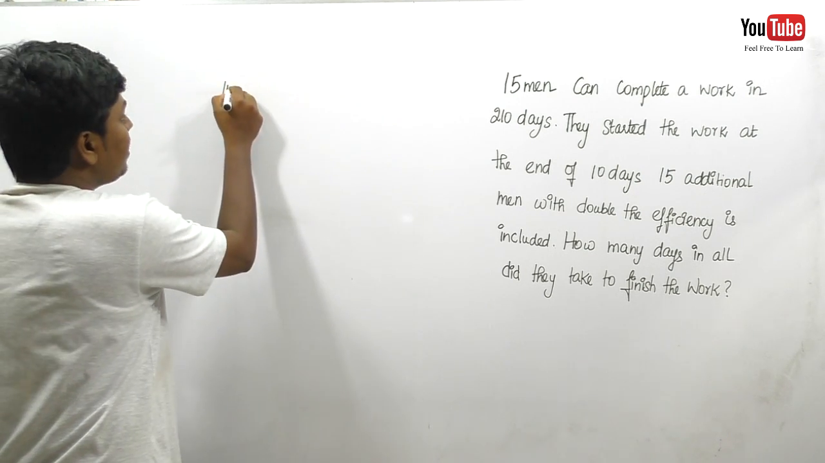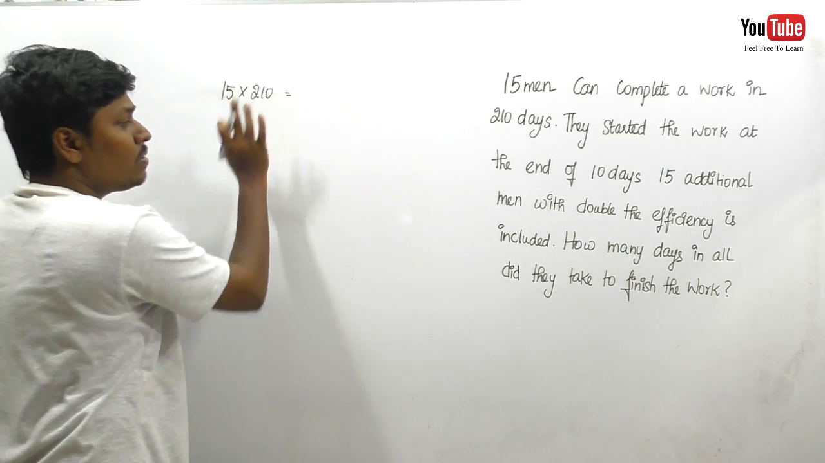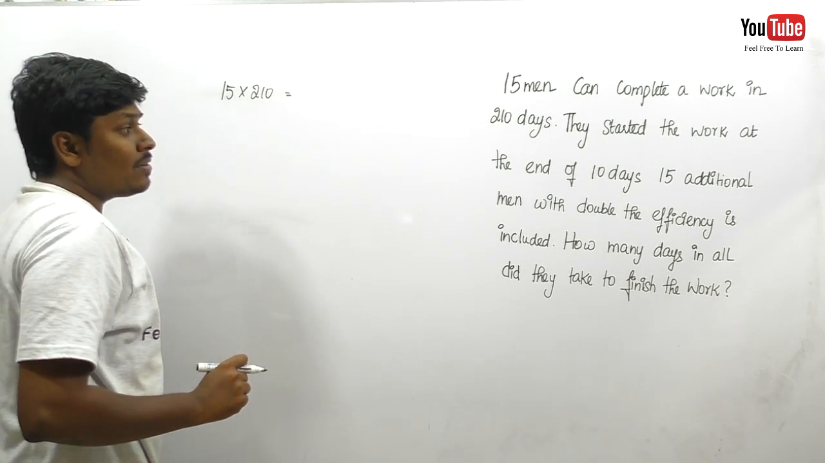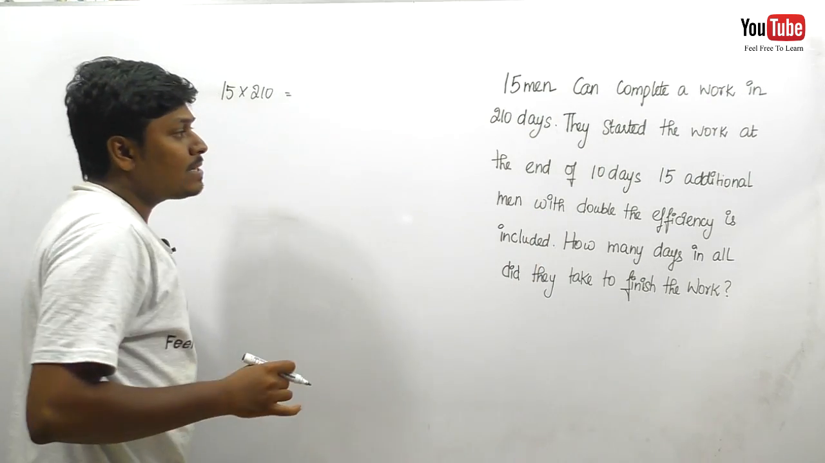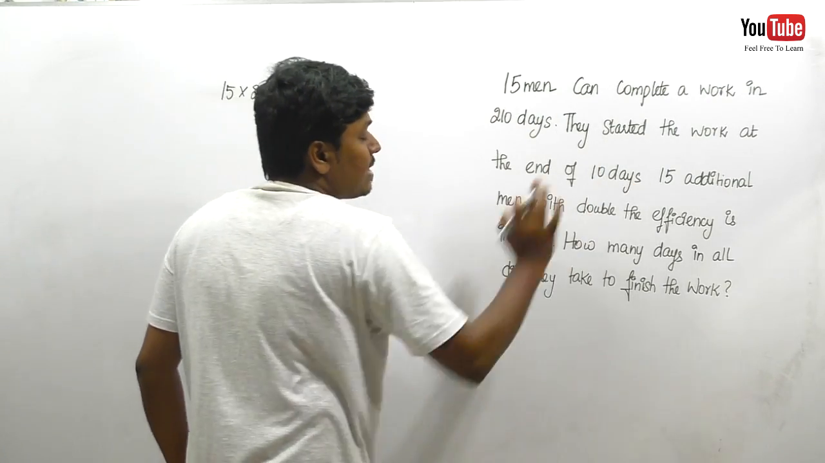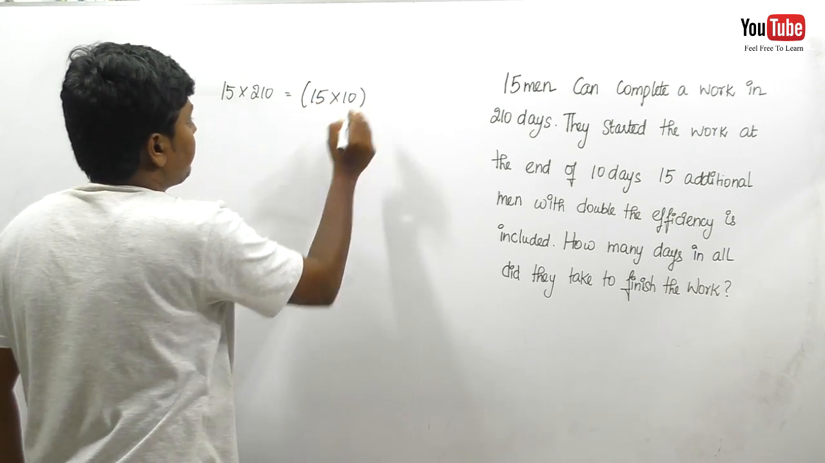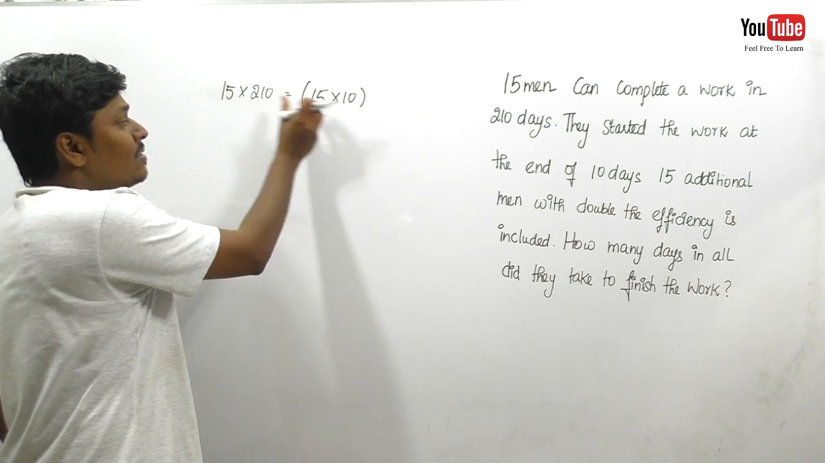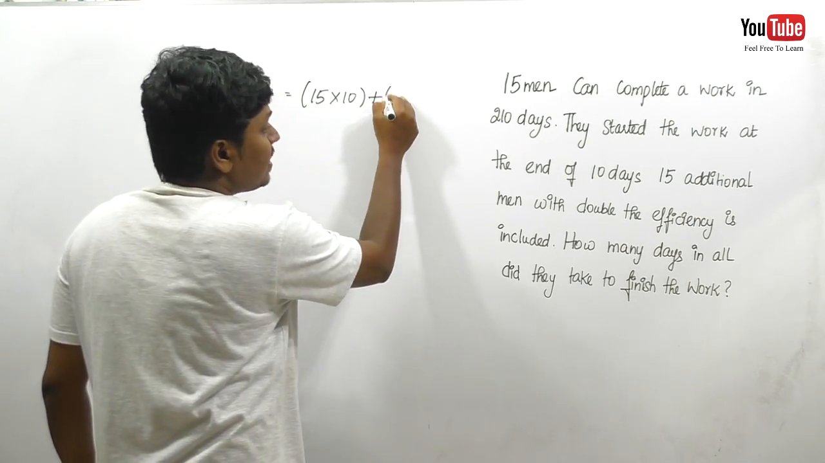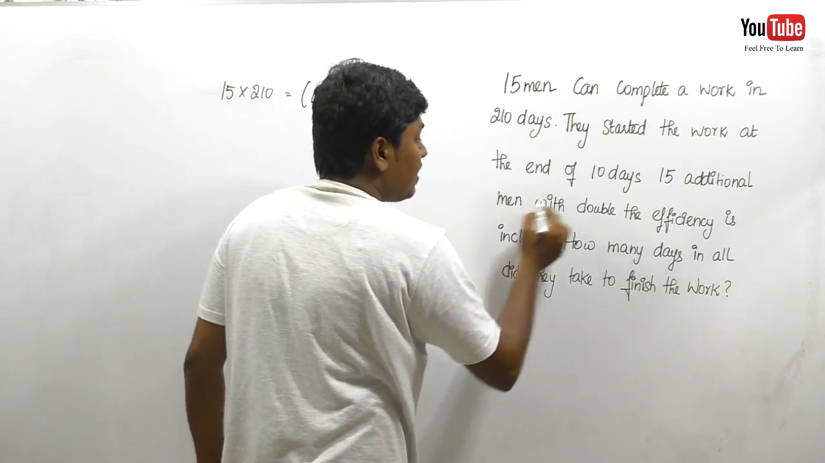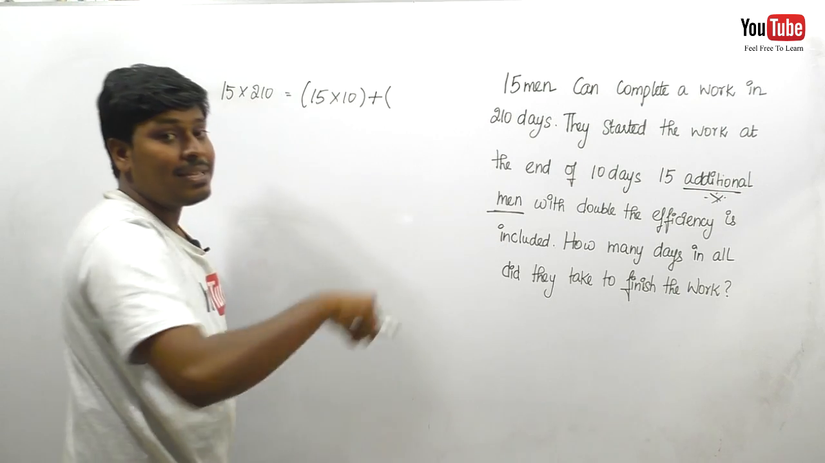So 15 men into 10, right? So 15 men are taking 10 days to complete a work. For this work, first of all, they have said that they started the work. That means 15 men are starting the work, and at the end of 10 days, we can say that 15 men have worked for 10 days. Then they have said 15 additional men. Friends, always remember additional is most important. Additional men they are adding.